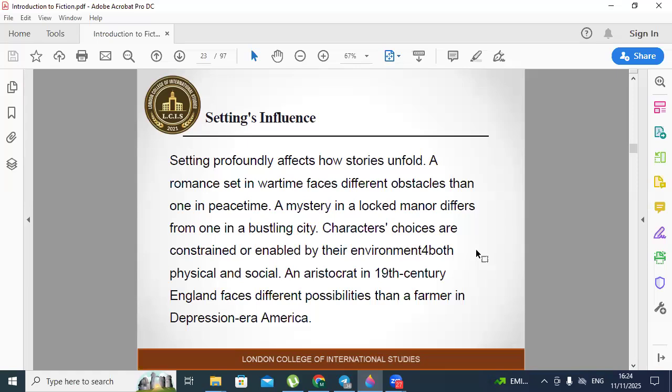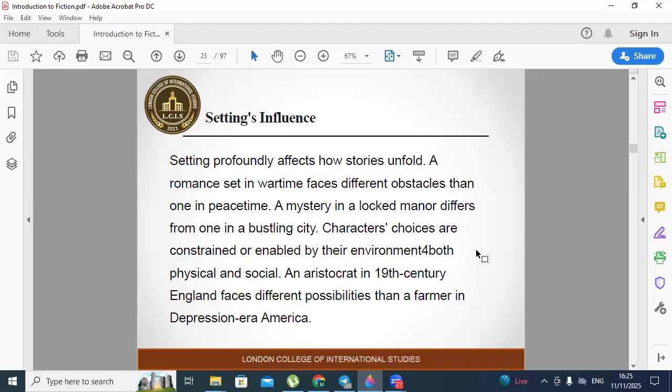A mystery in a lonely manor differs from one in a bustling city. The manor's isolation limits suspects, but also limits investigative resources. The city offers anonymity, crowds, multiple locations, different investigative possibilities. The same basic mystery plot feels entirely different in different settings. Characters' choices are constrained or enabled by their environment, both physical and social.